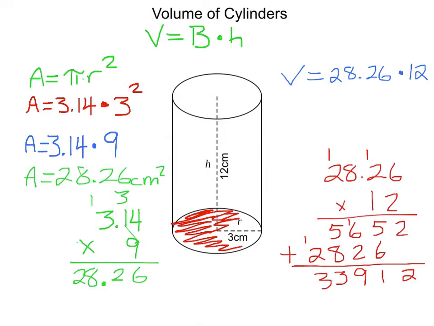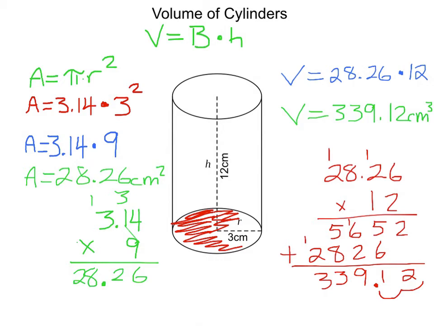Now if we look at our original problem, our original multiplication, we had 2 decimal places in the 28.26, which means I need 2 decimal places in my final answer. So my final answer for this problem is going to be volume is equal to 339.12 centimeters cubed. And there we have it. This is finding the volume of a cylinder.